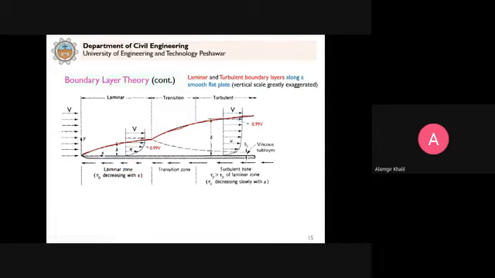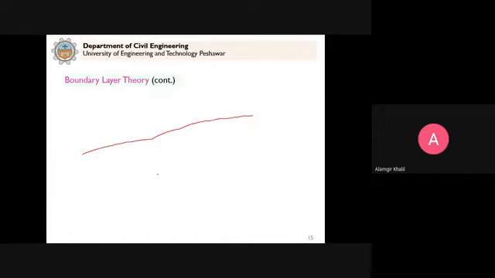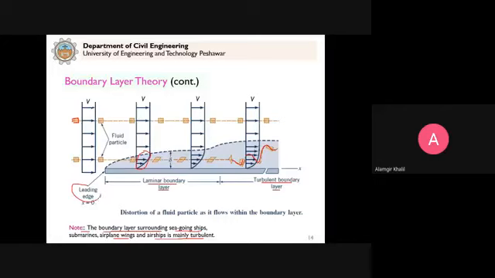So in this case, you can see that we have this velocity gradient, and x is the distance from this edge. This is known as the leading edge. Remember this, you will face in problems what this parameter is at the leading edge. And this is known as the trailing edge, the endpoint.